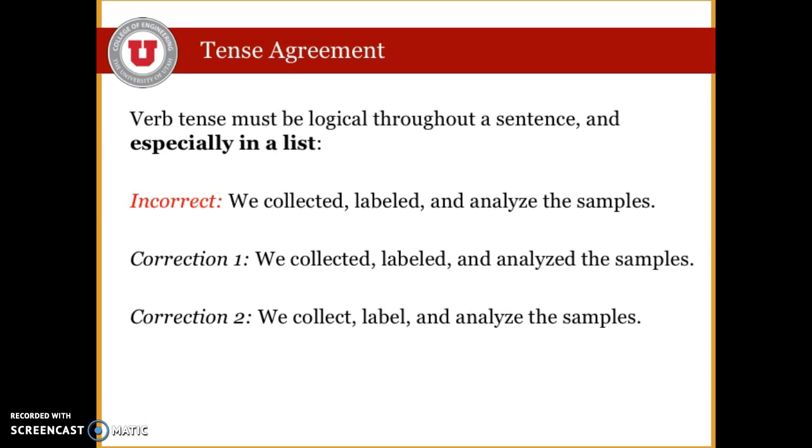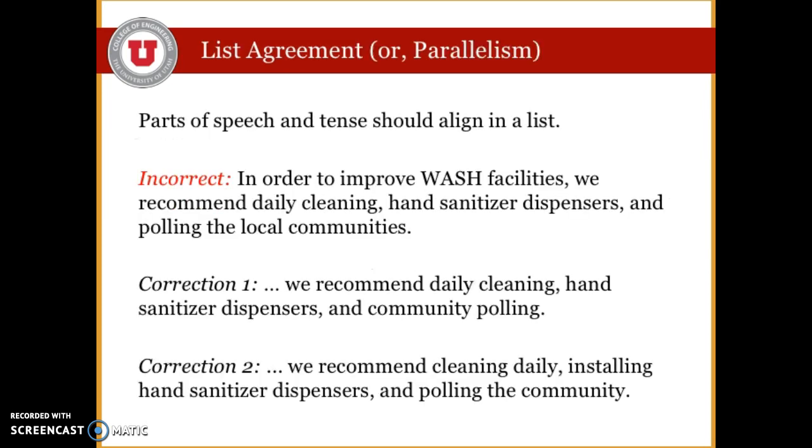If you wanted to say that you collected and labeled them in the past and are analyzing them presently, you would need to reconstruct the sentence. So you could say, we collected and labeled the samples and are now analyzing them, or and will now analyze them. So that's a way to change it so that you can distinguish between past and present, but the list must be broken up in that case.